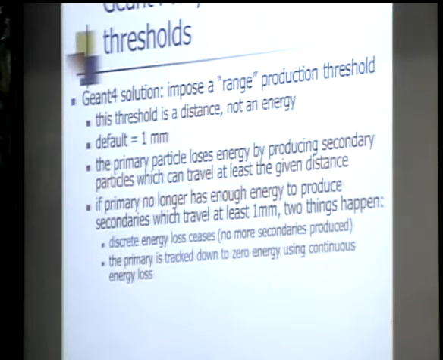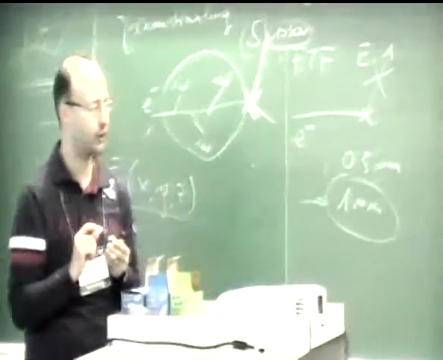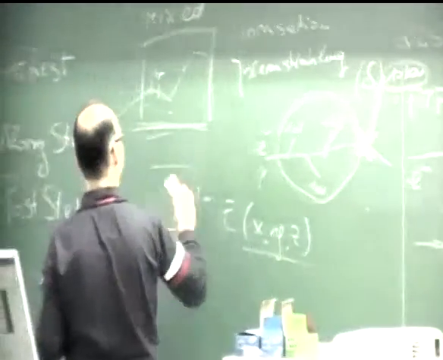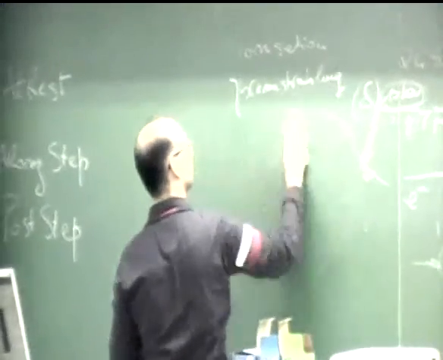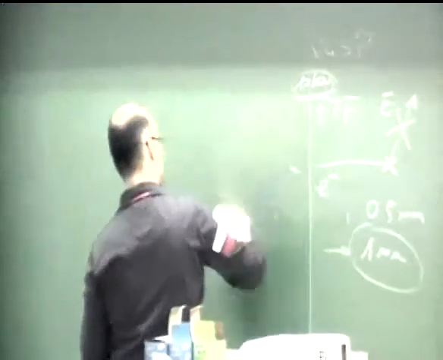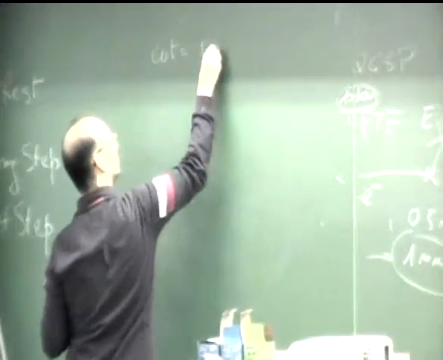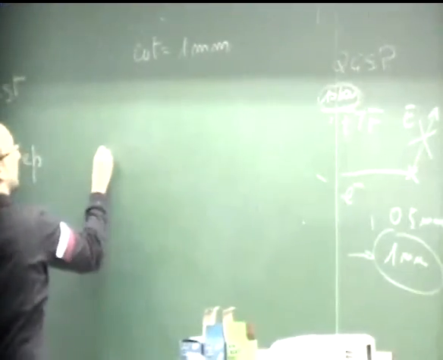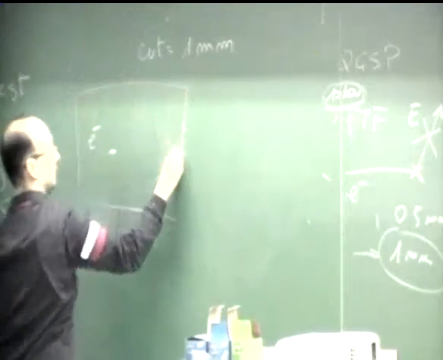So this has some advantage, which I'm going to say. Actually, this cut is going to set the 3D precision of your simulation. Let me try to specify. Let's say that you set a cut of 1 millimeter. Then you have an electron here, which is traveling in a material.